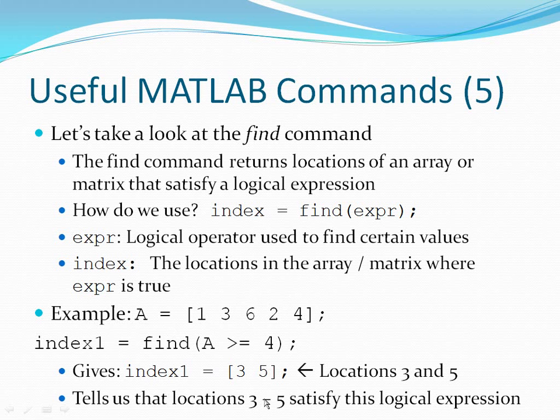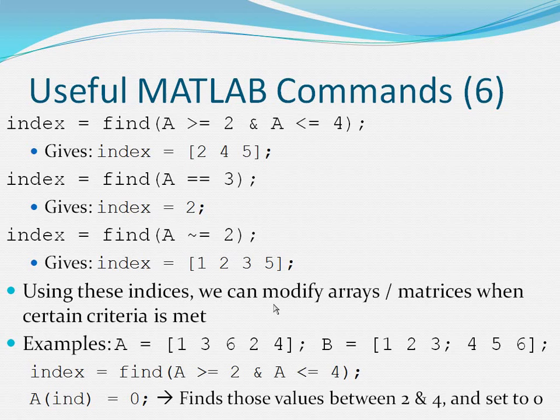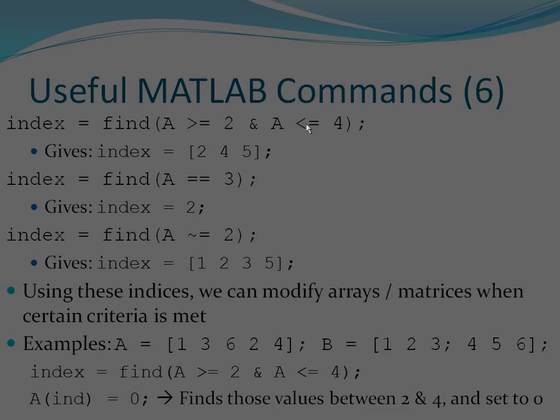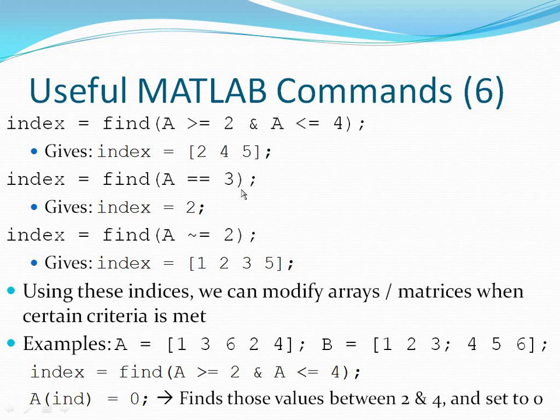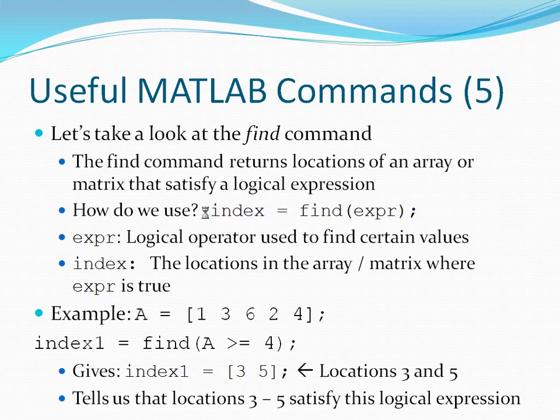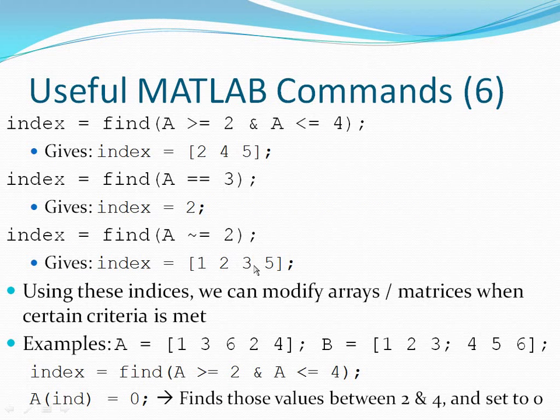Here's some more examples. If I wanted to find any locations that were greater than or equal to 2 and less than or equal to 4, it'll search through this entire array, looking for anything greater than or equal to 2 and less than or equal to 4, so we're going to have this one, and this one, so it returns locations 2, 4, and 5. Okay? If I wanted to find anything that was exactly equal to 3, that's the second element. If I wanted to find anything that's not equal to 2, it returns everything except for the fourth location, because that's the 2. So using these indices, we can modify the arrays based on whether certain criteria are met.